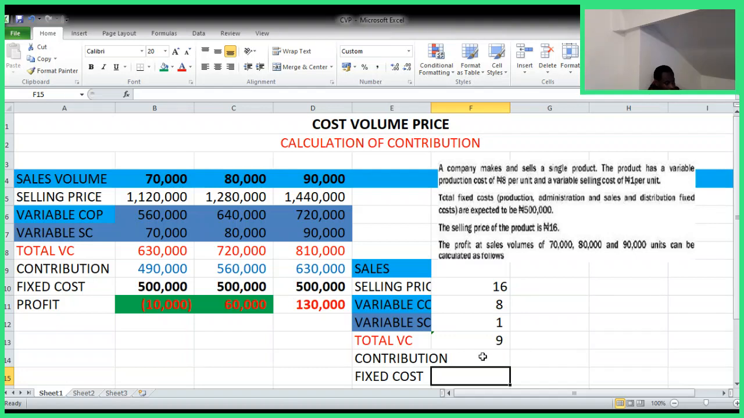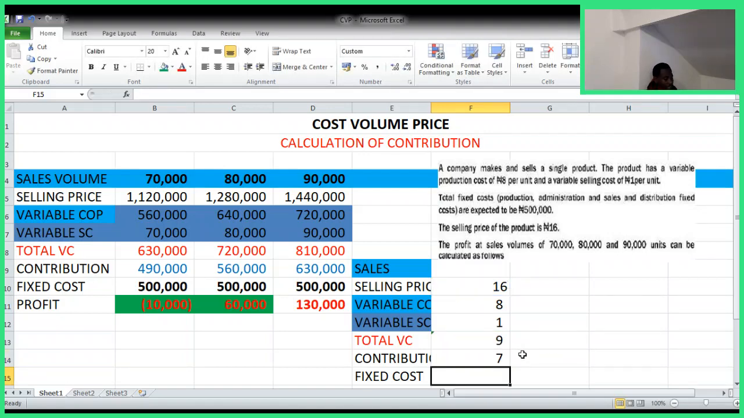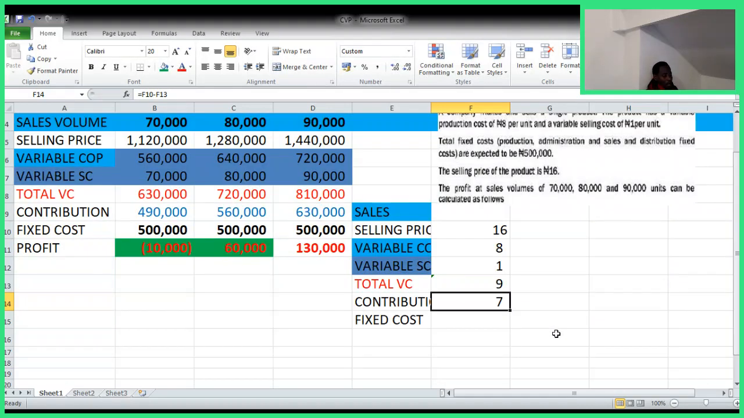Okay, let's quickly do our contribution. Our contribution is what? Because that's the main thing we want to do. Our contribution will be 16 minus our total variable cost. Don't forget that. So we have 7 as our contribution per unit. We have 7 as our contribution per unit. As for the fixed cost, we can calculate it, but we already have it here.